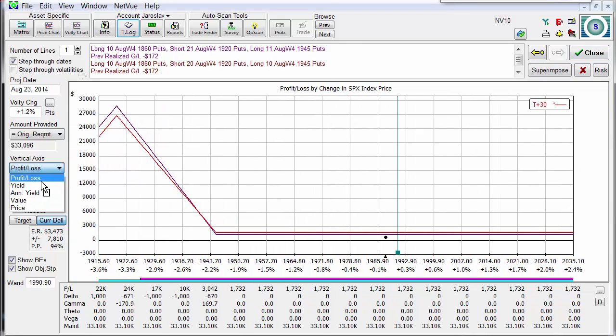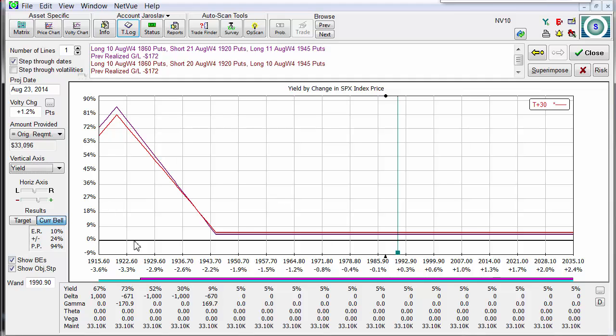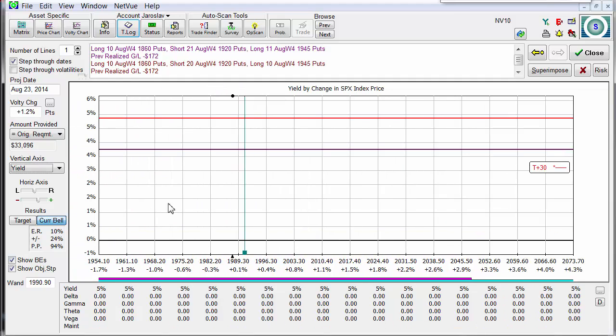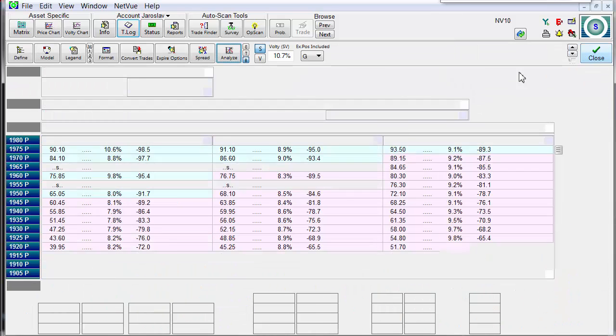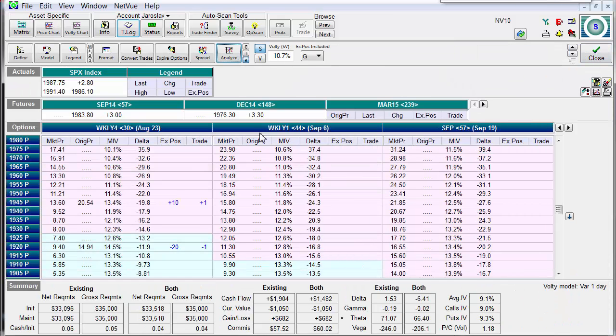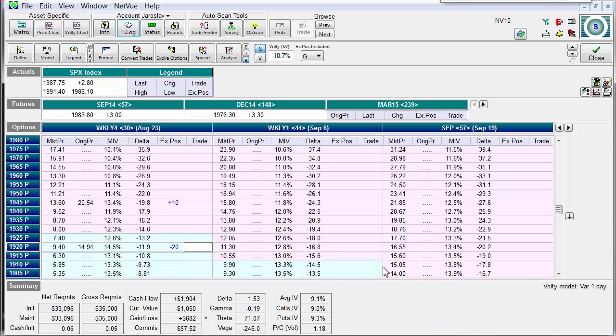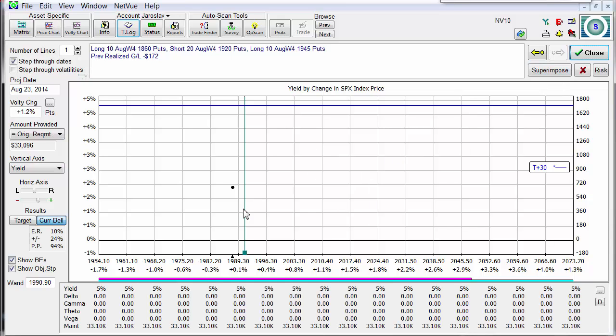Where's the yield on here? That looks like 5% yield, so it's pretty good. Right now the margin on this account is 21,000 for portfolio margin versus 33,000 for Reg T. So PM is giving us quite a bonus for this. All right, so we're pretty flat, really nothing much to do.